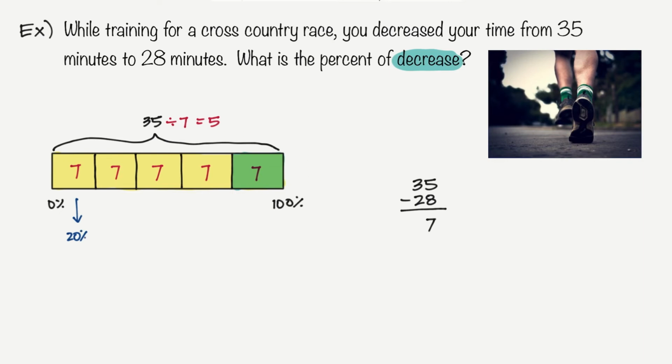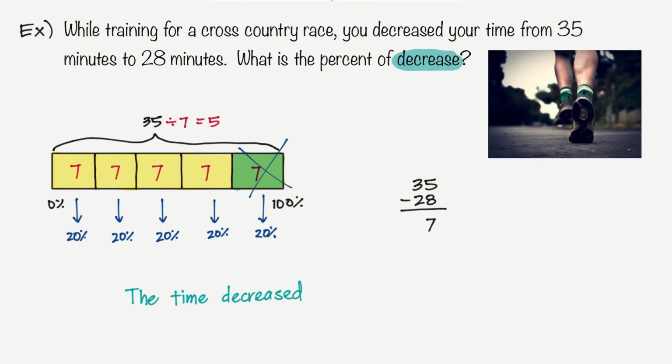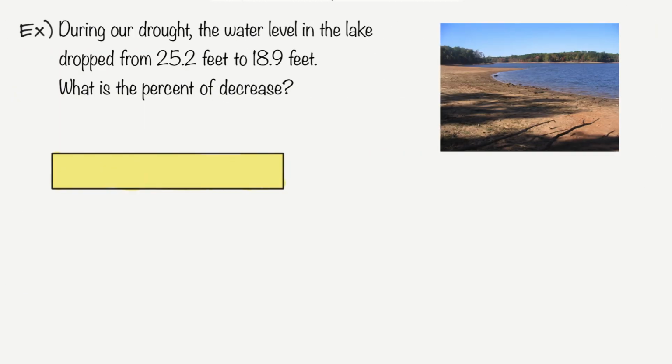And we want to find out what percentage that is. So each of those sections represents 20% of the total of the 35 minutes. And so if I'm taking out one of those sections, that means that I am decreasing it by 20%. So to conclude, I could say that the time decreased by 20%. That's pretty good if you can really get that much faster in your race time. Let's do one more here.